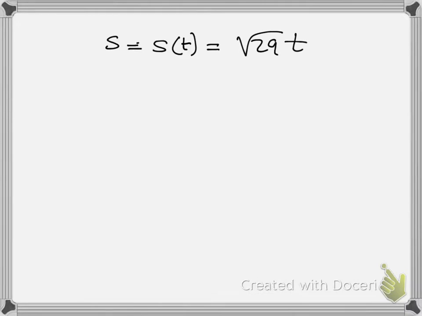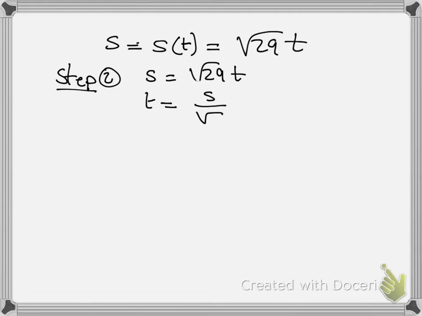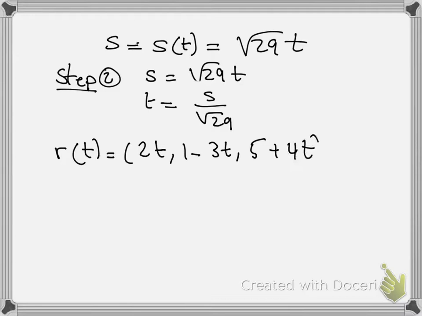Okay, so now at step 2 we can solve. Actually, explicitly, most of the time it's not possible to solve for t. But here we can do it. So s is square root of 29 t, so then t would be s over square root of 29, right? So r of t was (2t, 1 minus 3t, 5 plus 4t). So just replace now t by s.